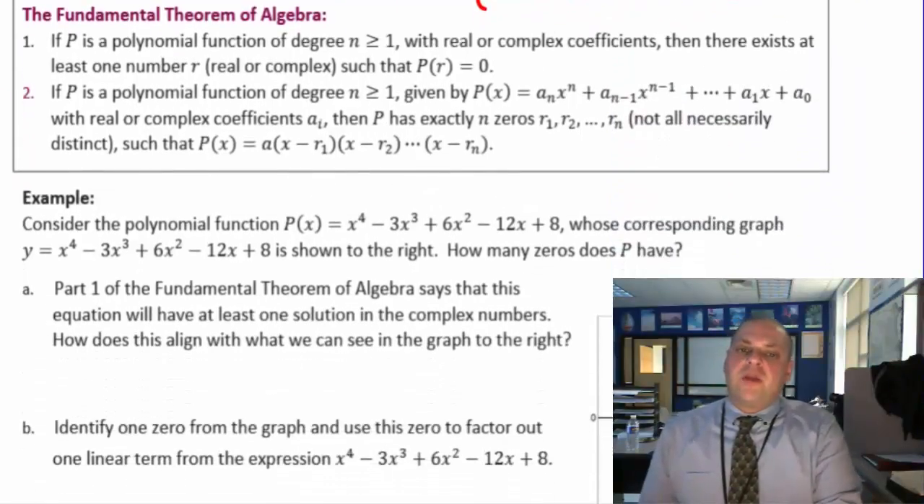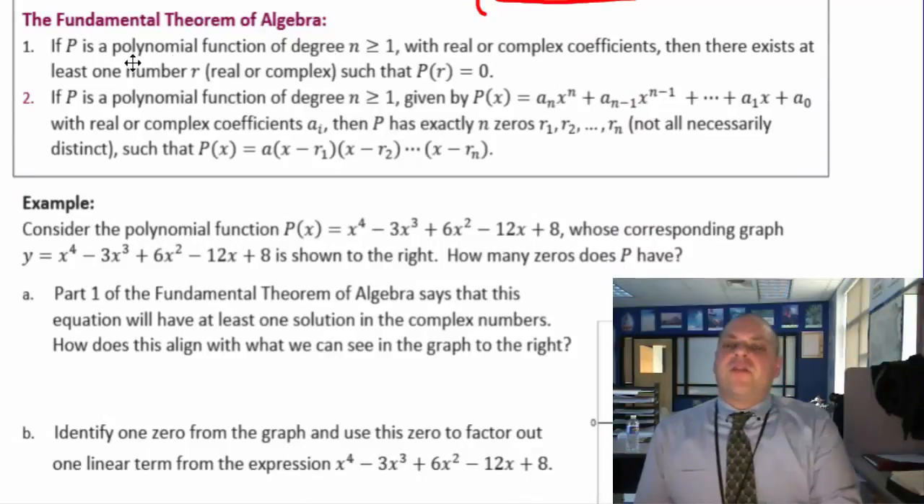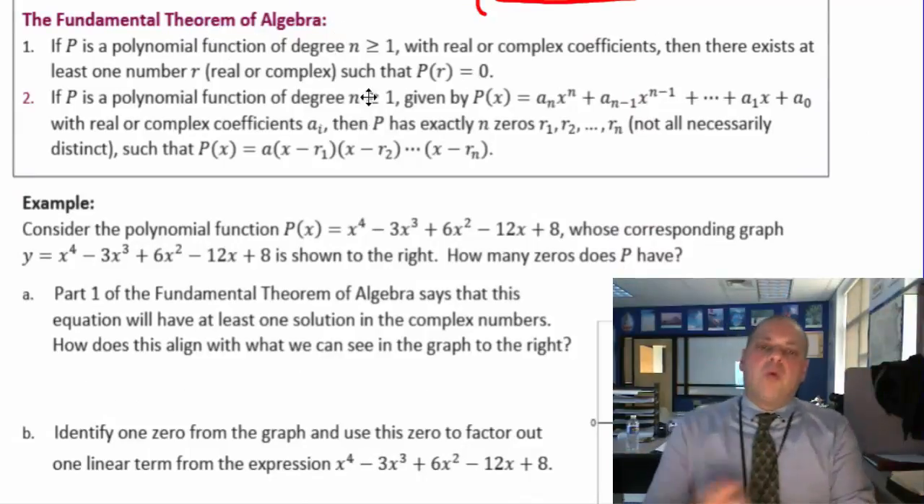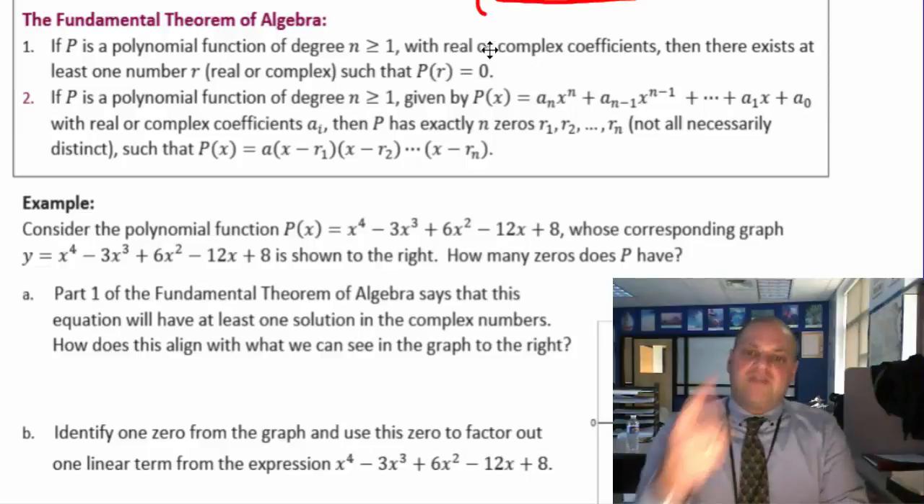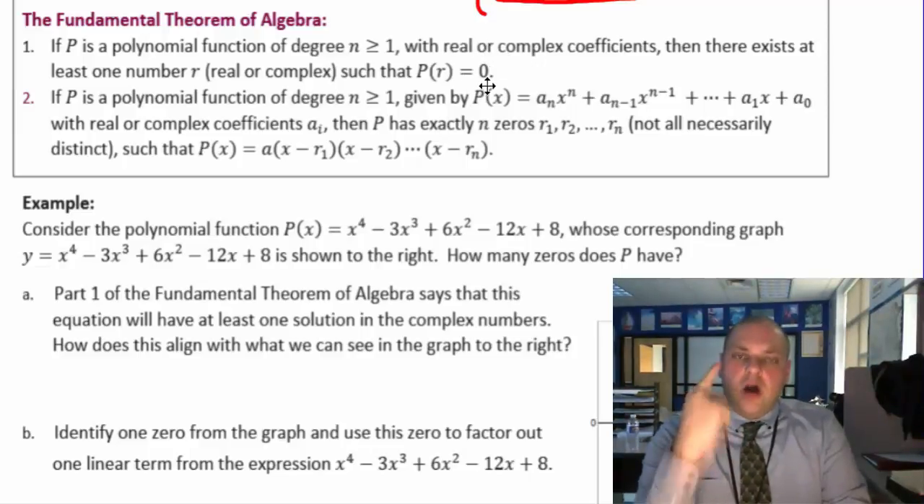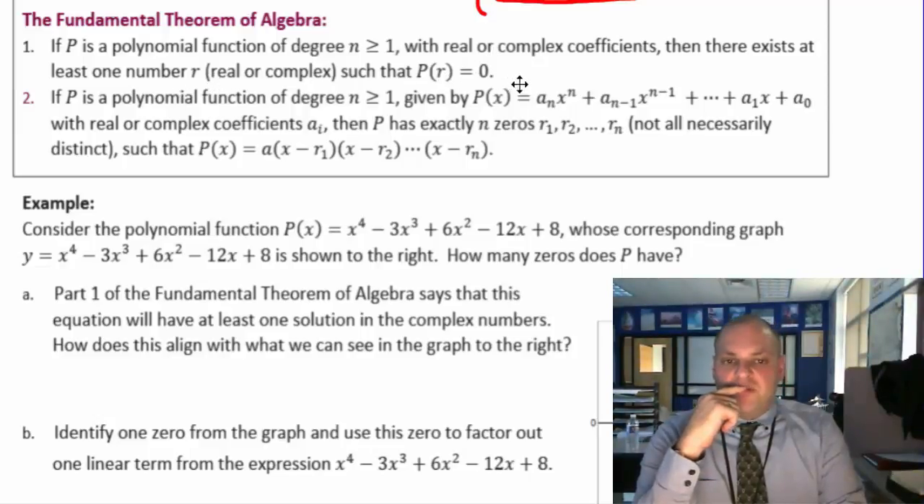That brings us to the fundamental theorem of algebra. The fundamental theorem of algebra has two parts. Part 1 says that you always have to have at least one solution. Okay, at least one r such that p of r equals 0. So there has to at least be one x-intercept, if the degree is greater than or equal to 1.